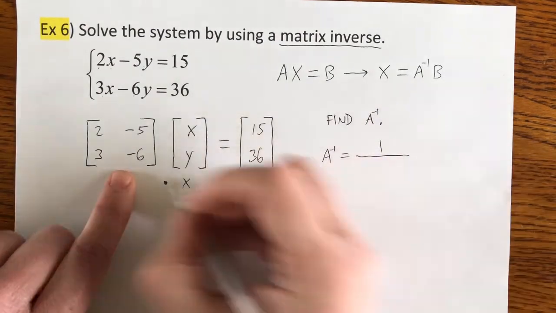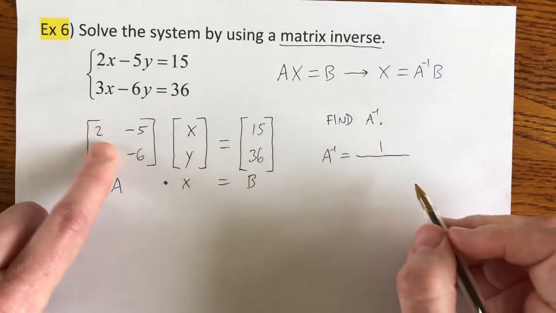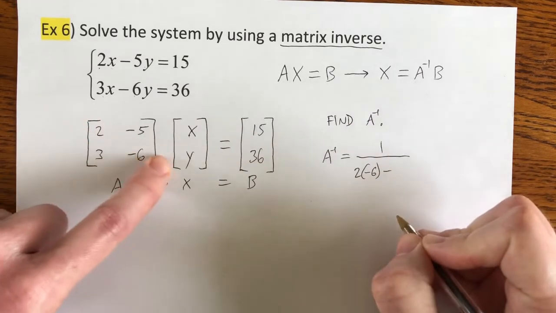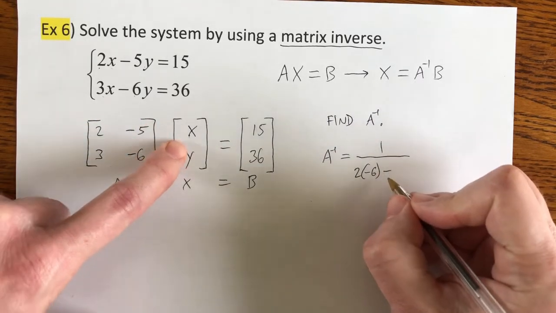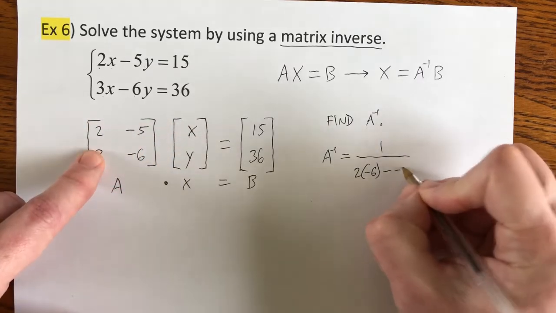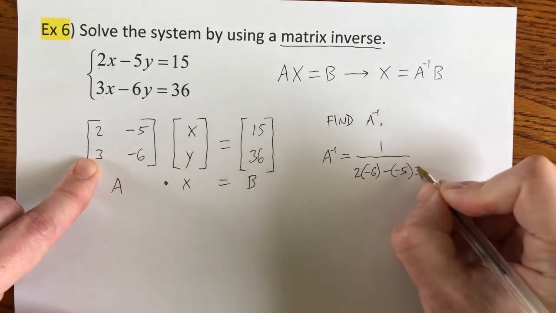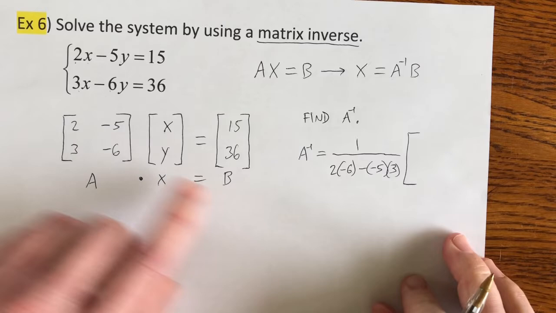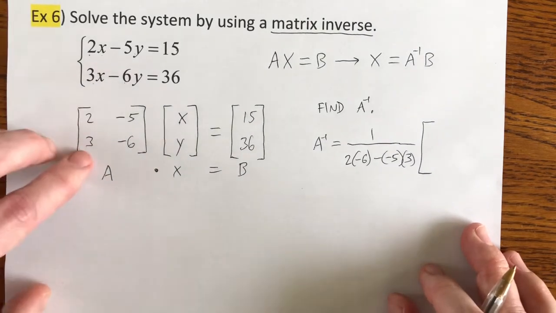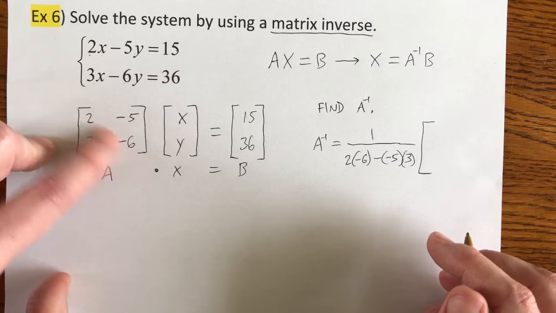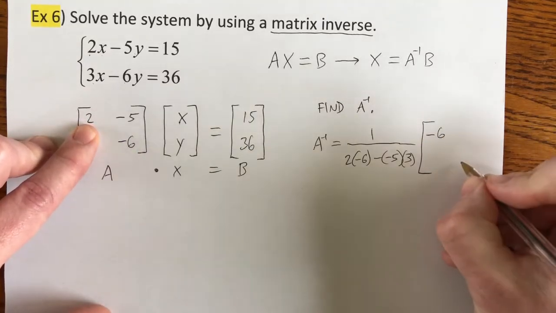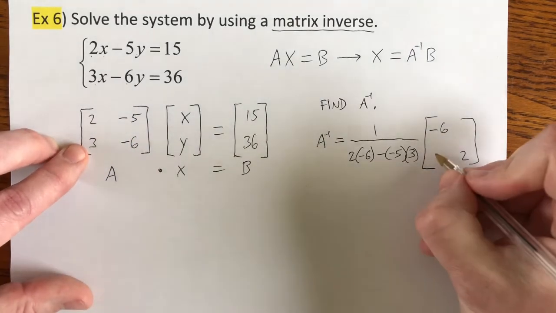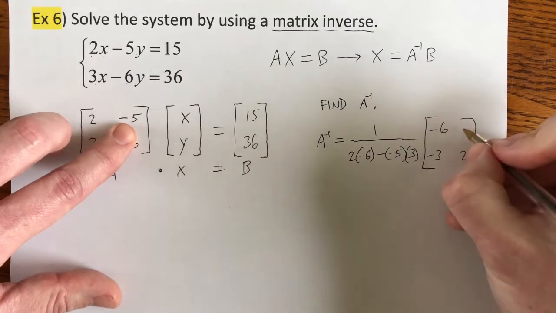So it's going to be 1 over what? Remember this? 1 over 2 times negative 6 minus negative 5 times 3. We've talked about this already 3 times before. And then what do we have to do? We have to interchange these values. So we interchange 2 and negative 6. Put the negative 6 here and the deuce here. And then we make these two values the opposite. So this becomes a negative 3. This becomes a positive 5.